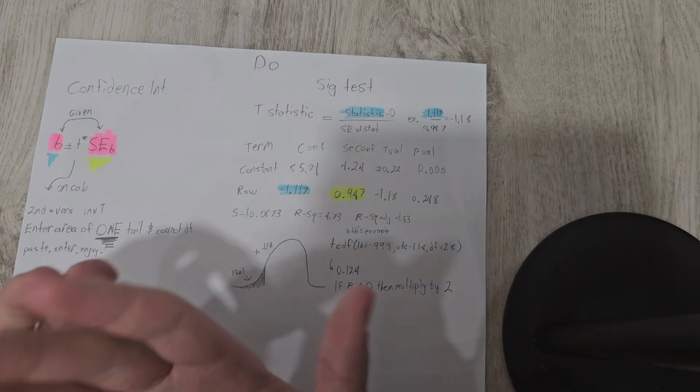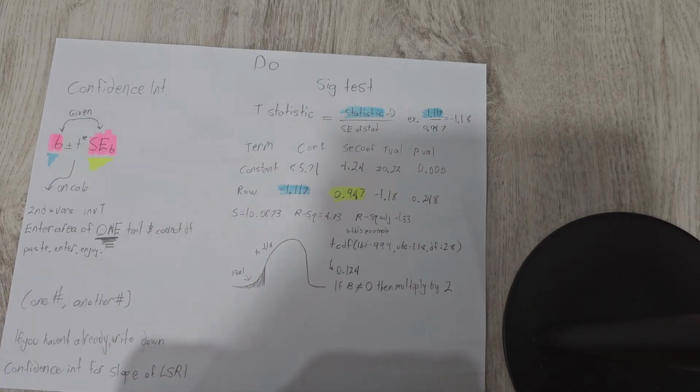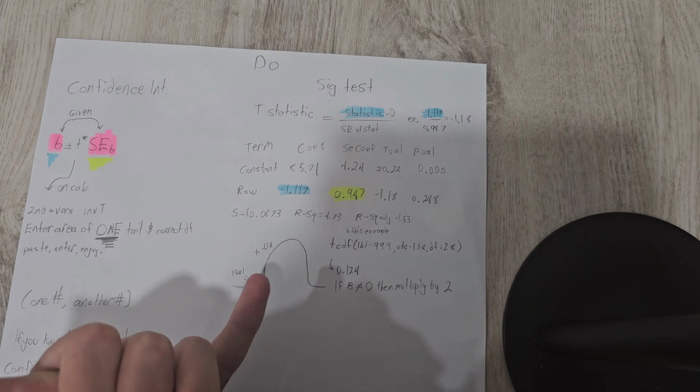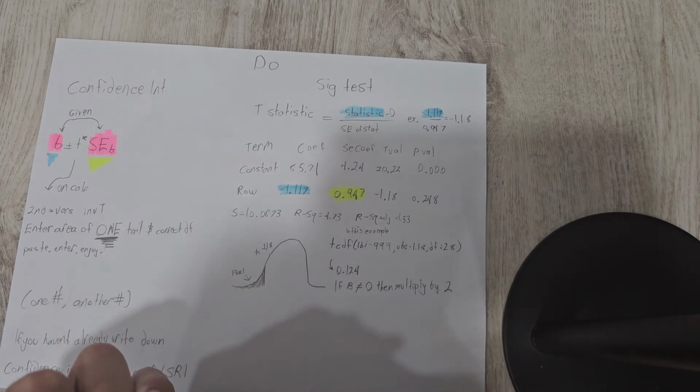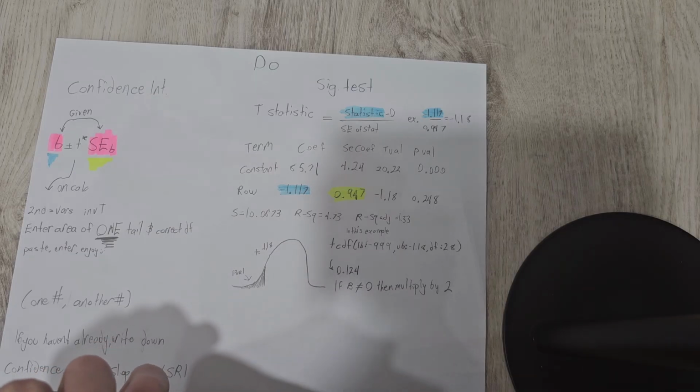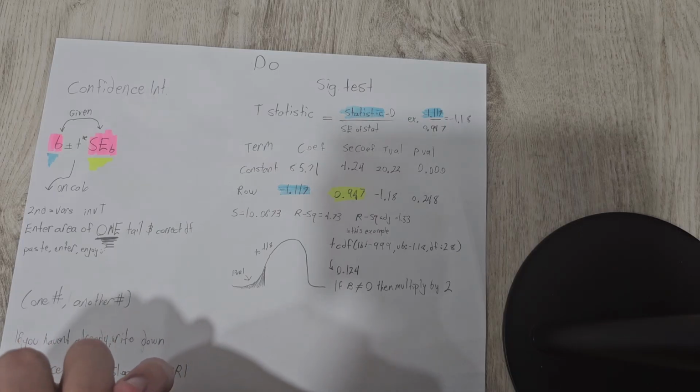Now, let's say we have something positive. Instead of t being negative, it's positive 2. So we have a lower bound of 2 and an upper bound of 9999999, and our degrees of freedom would stay the same.